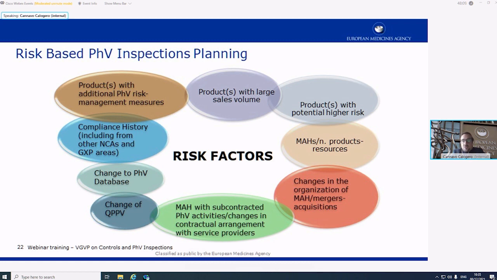or frequent changes of the QPV, or a change to the pharmacovigilance database, or also compliance history, which could include inspection outcomes from other national competent authorities, or from other types of inspection. It could be GCP, it could be GMP. So these could be factors to be taken into account when the program is prepared. And then we have the next slide.